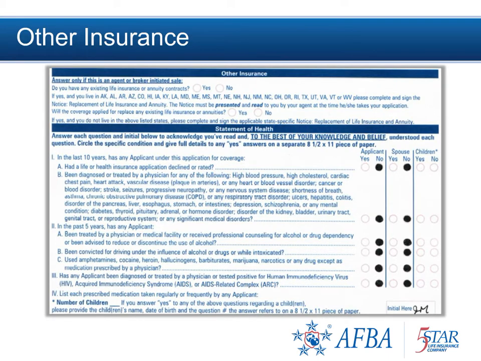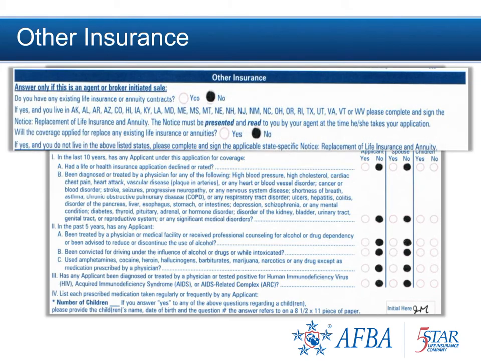The next section covers other insurance. Fill in yes or no if your client has an existing life insurance or annuity contract. If they don't have an existing life insurance policy or annuity contract, no further action is required on your part. If they do have an existing life insurance policy or annuity contract, indicate whether they intend to replace the existing coverage next to the signature block.